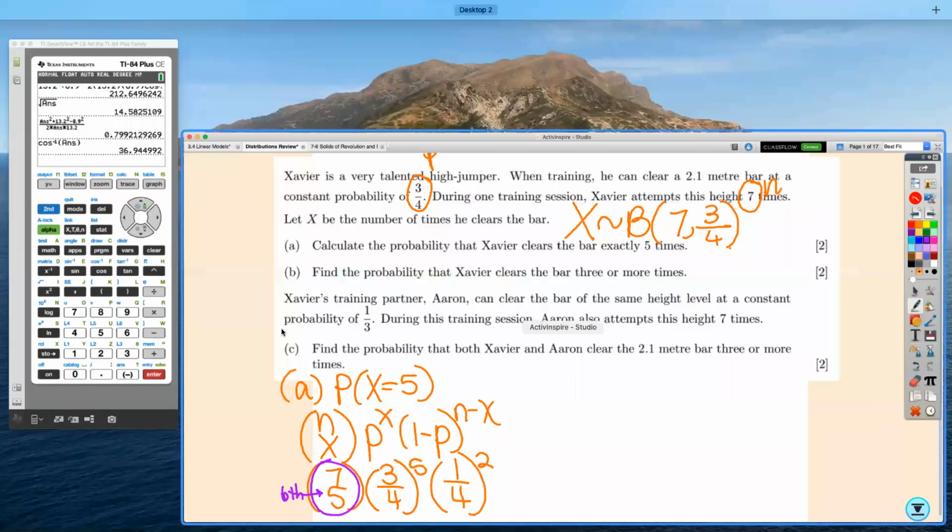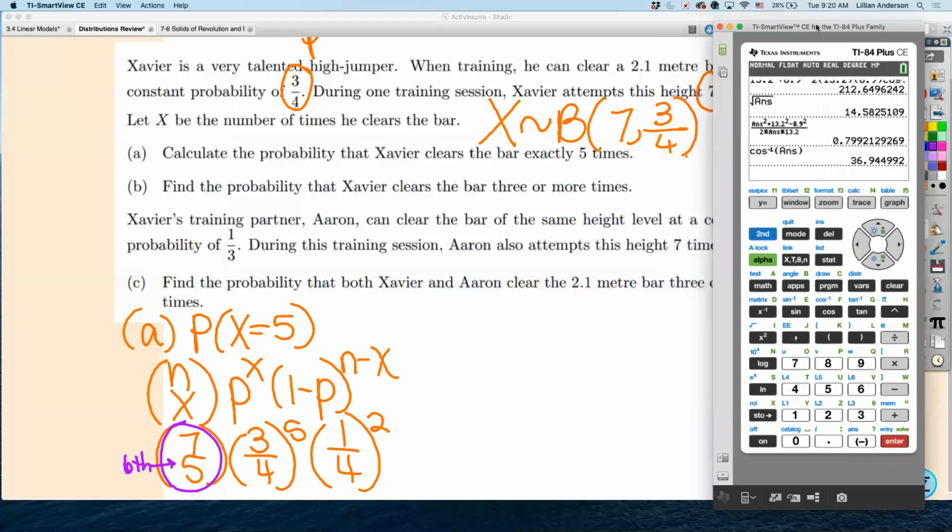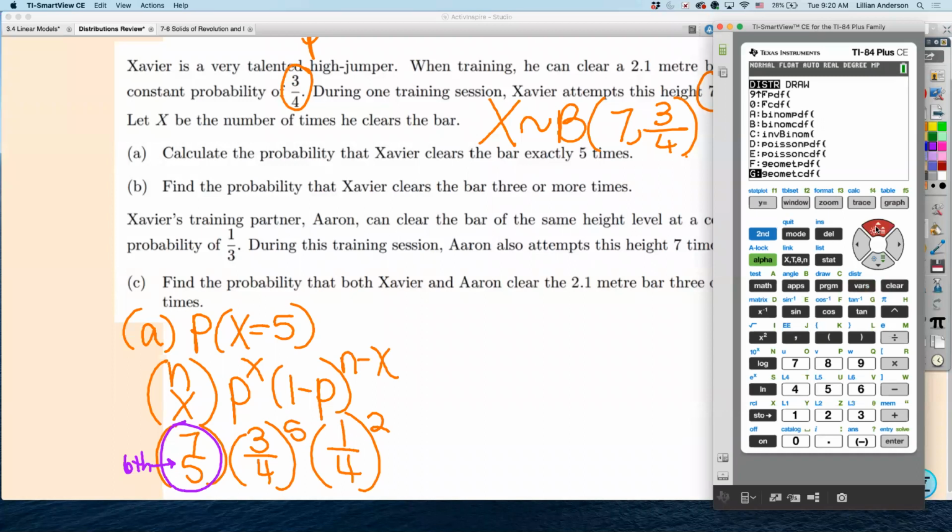In our calculator, we can do this exact same thing, essentially what the formula implies. We would go to 2nd VARS. We will go all the way to option A. Remember, there's a binomPDF and a binomCDF. PDF means exact, CDF means cumulative, so a range. Since we're looking for exactly 5, we're going to go to binomPDF.